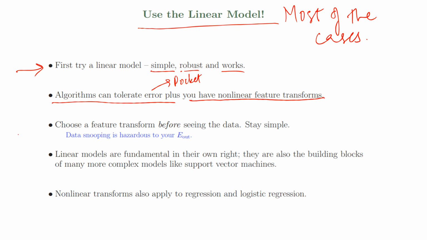Okay, the next thing is choose a feature transform before seeing the data. This is extremely important. Whatever we did in this lecture was more from the perspective of analyzing what happens when you chose a feature transform and how it is useful, right? But it was never the case that we wanted you to look at the data and then choose based on whatever you see. So that wasn't the intent. So always choose a feature transform before you see the data.